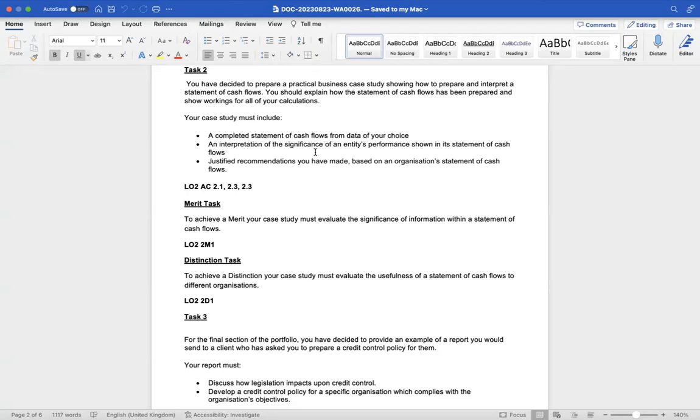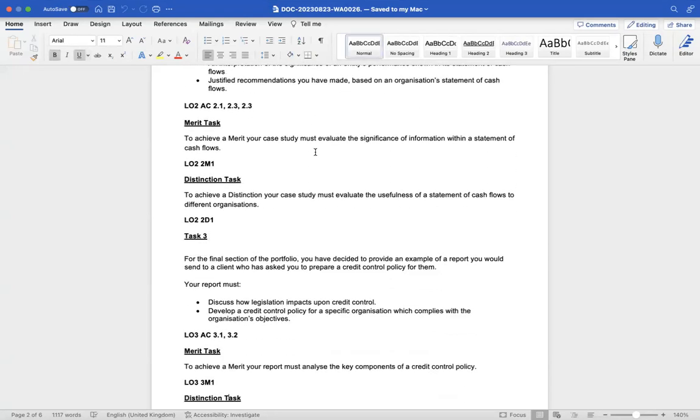Okay, so then we will come to task 3, credit control policy. In this section, I guide you through the process of creating a report that discusses the impact of legislation on credit control and develops a credit control policy for a specific organization.